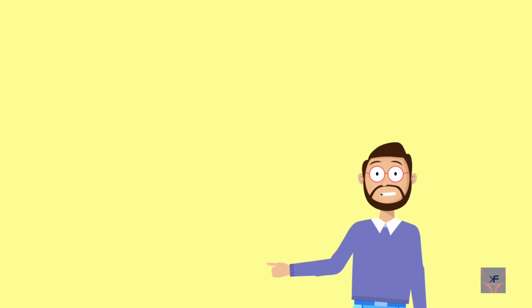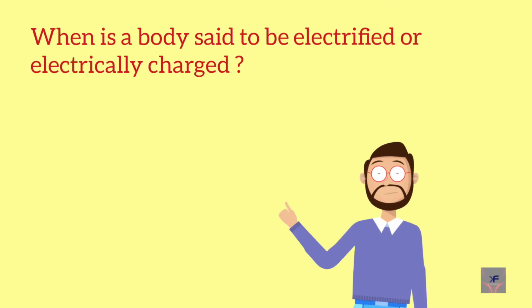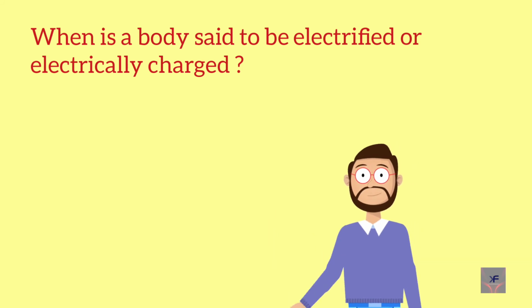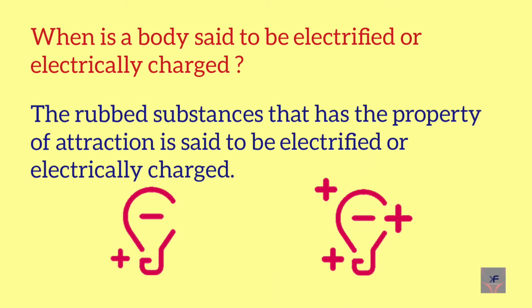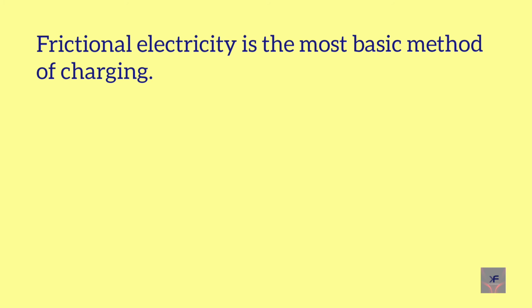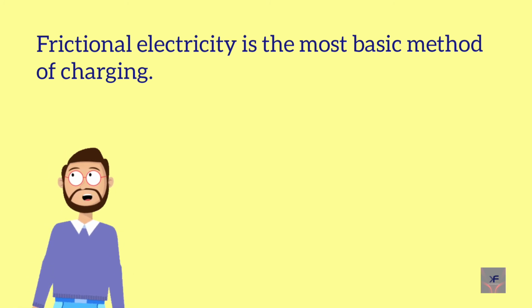So, now we will see another question related to this, that is, when is a body said to be electrified or electrically charged? The rubbed substances that have the property of attraction are said to be electrified or electrically charged. So finally, frictional electricity is the most basic method of charging. Hope you might have got an understanding of frictional electricity.